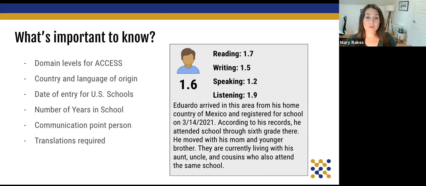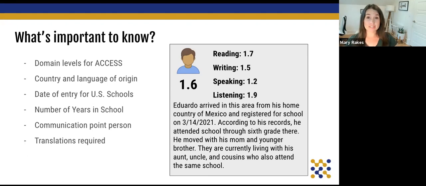Another important piece of information to pull from the data is the country and language of origin. So Eduardo arrived from his home country of Mexico and registered for school on March 14th, 2021. That date of entry for US schools is also really important because a lot of times students may be coming to our school for the first time, but they may not be at US schools for the very first time.